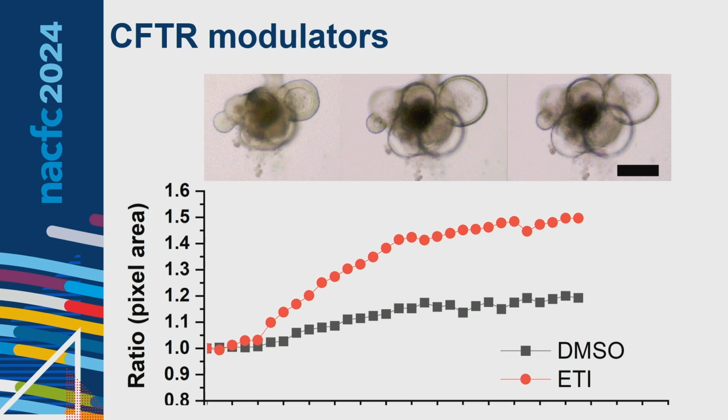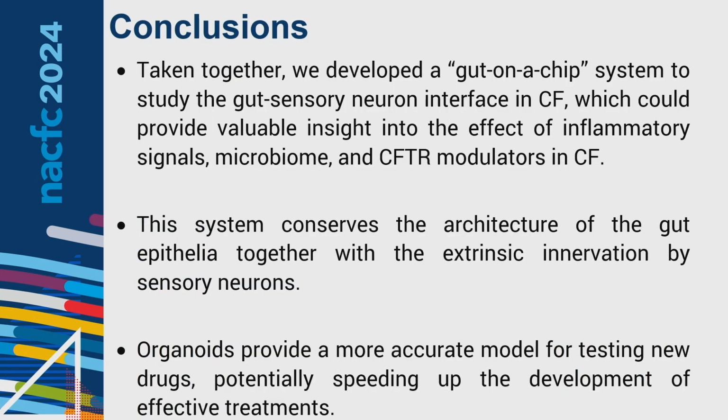and here I show you the difference between the vehicle, the DMSO, and the ETI combination. As a conclusion, taken together, we developed a good organoid system to study the gut sensory neuron interface in cystic fibrosis, which could provide valuable insight into the effect of inflammatory signals, microbiome, and CFTR modulators in cystic fibrosis.